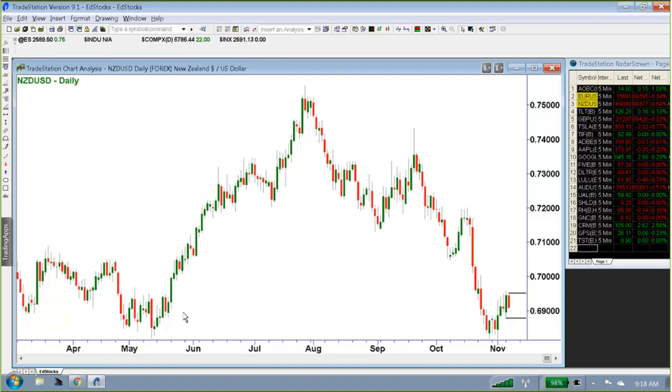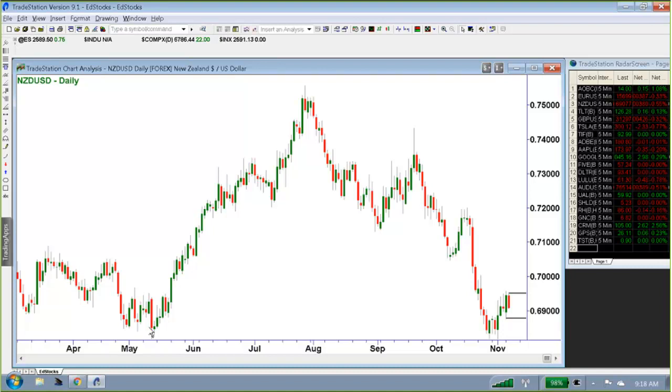Because I think that this trend is in trouble because it ran into a brick wall, meaning this support area, this thicket of support that occurred in May and really lasted for most of May, I think is really the problem as far as New Zealand dollar is concerned. Okay. Moving on.